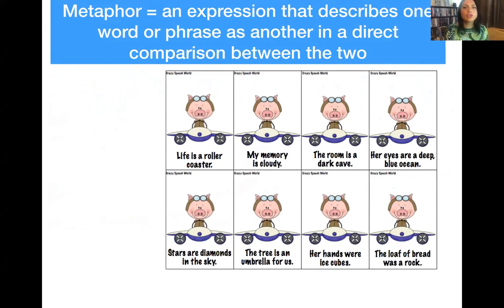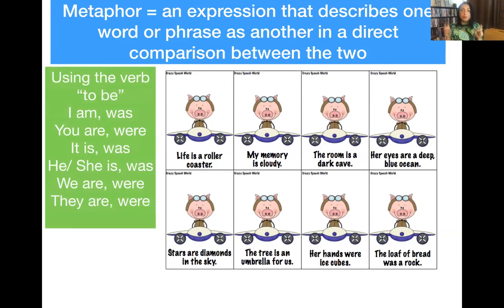Okay, so let's move on to another form of speech that you can use in conversations. It's used every day. Metaphor. So a metaphor means meta is in between. So a metaphor is a phrase that compares between two things. This one does not use like or as. This uses is. So it's using the verb to be. I am or I was. You are, you were. It is, it was. She is, she was. It can also be in the future, so she will be, but generally it's going to be past or present.